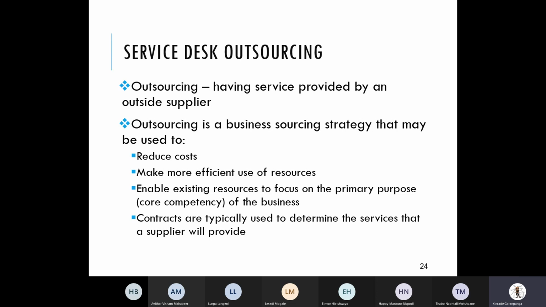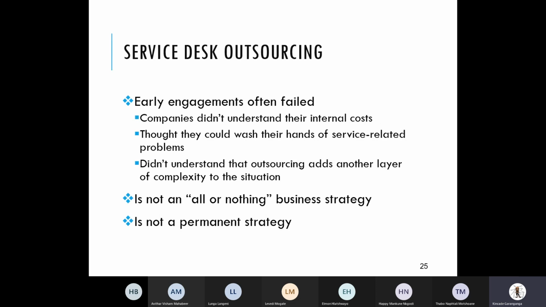Just a reduction of costs, more efficient use of resources, looking at enabling existing resources to literally focus on the core competence of the actual business, which is obviously the primary purpose in that regard, and obviously having your contracts work accordingly in that distinctive aspect. So you'll find that it's not a permanent strategy, right? And the same thing, it's not an all or nothing type of business strategy that you find as far as generic outsourcing platforms are concerned.